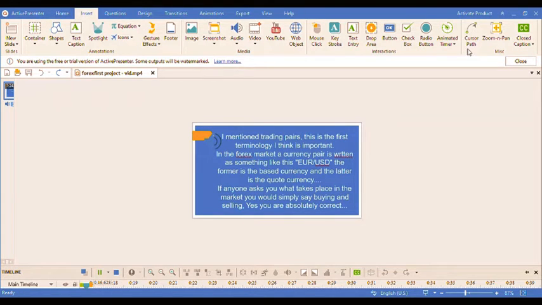In the forex market, a currency pair is written as something like this: EUR/USD, simply said as euro against the US dollar. Now, the former is the base currency and the latter is the quote currency. If anyone asks you what takes place in the market, you will simply say buying and selling. Yes, you are absolutely correct.